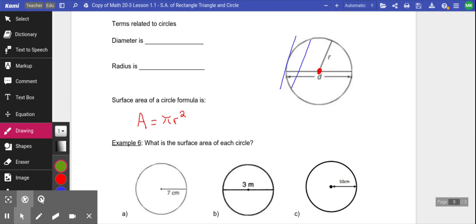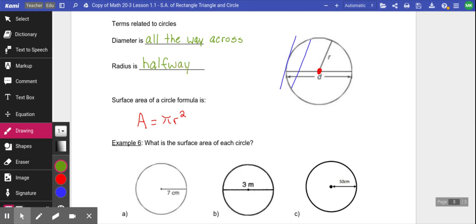Back to this. Diameter, just so you can write it down in case you didn't get it, is all the way across. Radius is halfway. And you have to use the radius, right? Our formula is always radius squared. So if they give you the diameter, then you have to cut that number in half. I'm going to say radius equals diameter divided by 2.